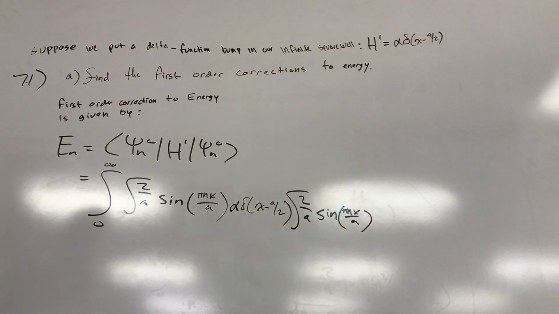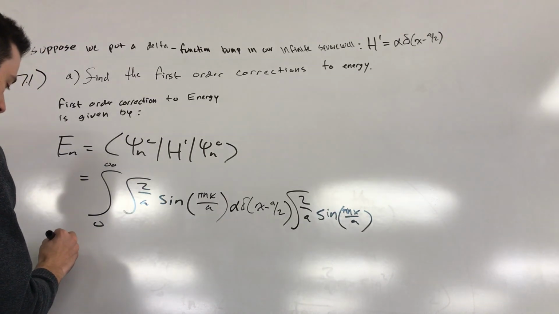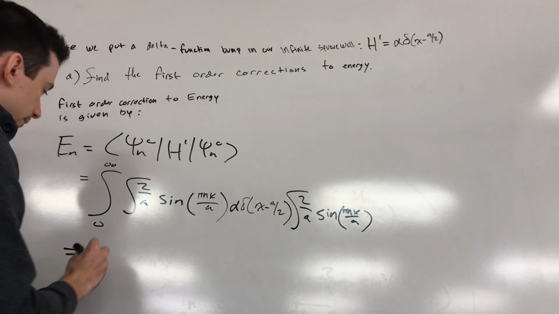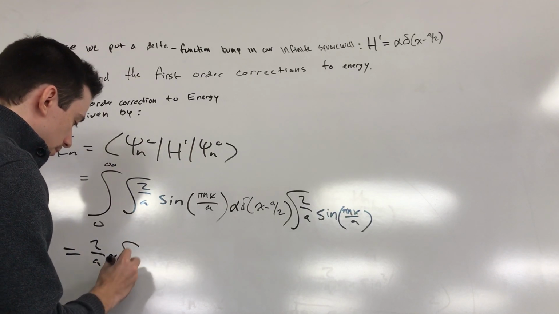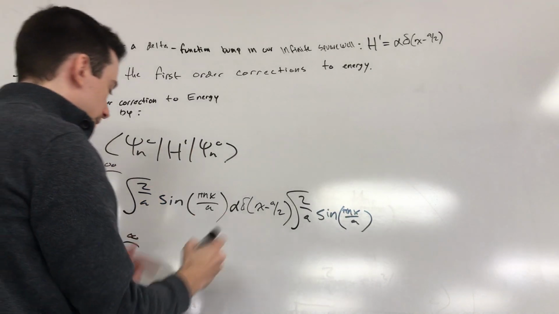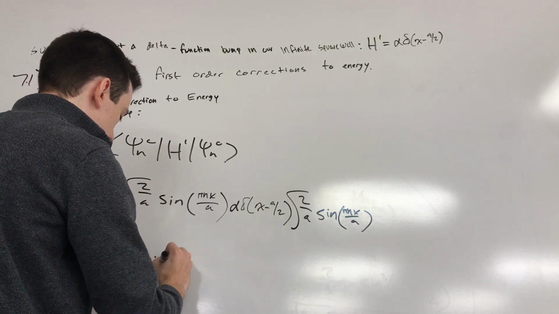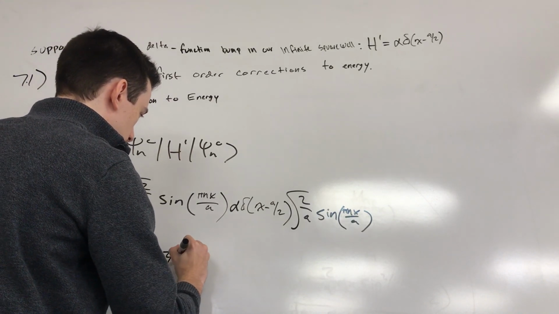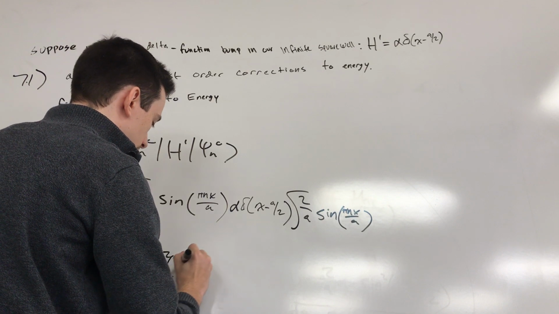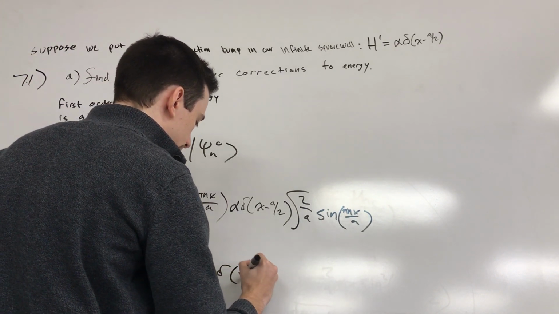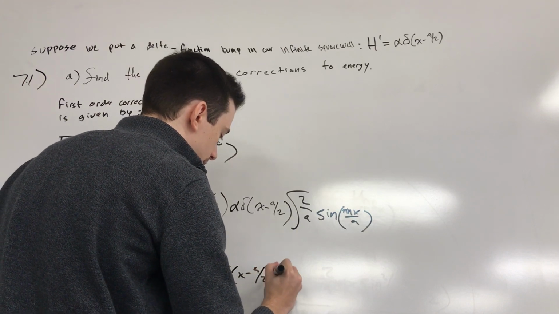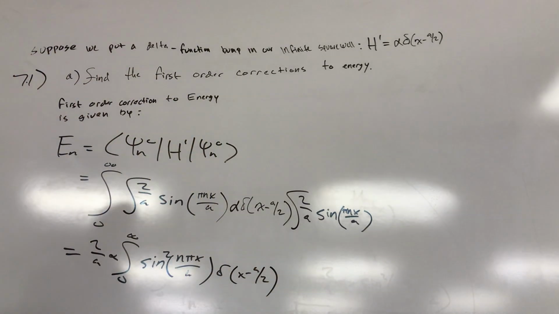Next thing we're going to do is pull out some constants and make some simplifications. We're not actually evaluating the integral yet, we're just pulling stuff out so it looks nicer. We're going to pull a 2 over a out, an alpha out, and we're going to combine our sines, sine squared of n pi x over a. And we have to leave in the delta function and this x minus a over 2 term. Now we can actually evaluate this.